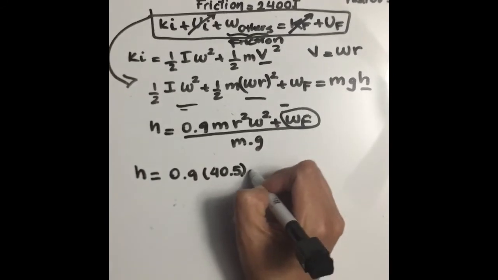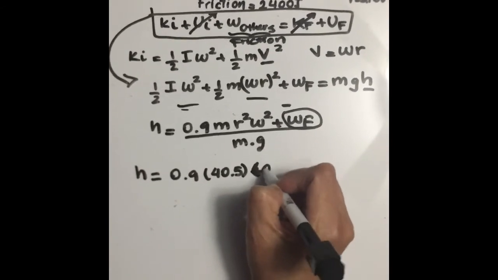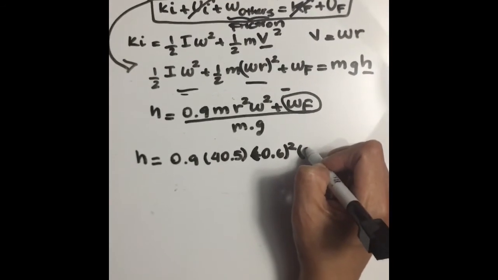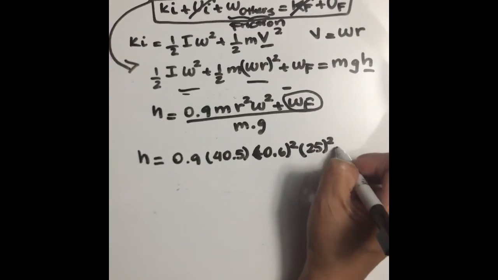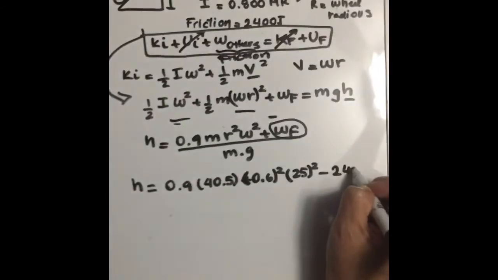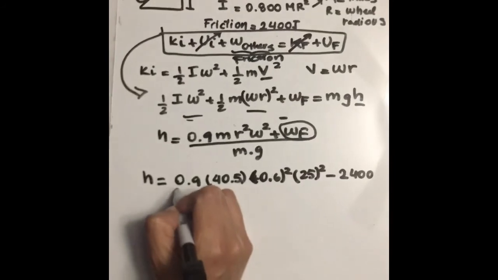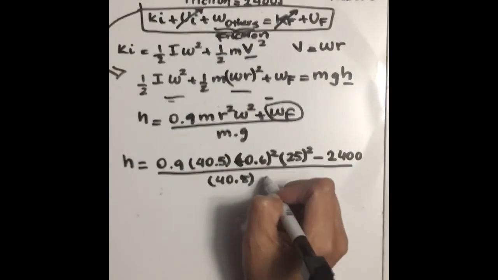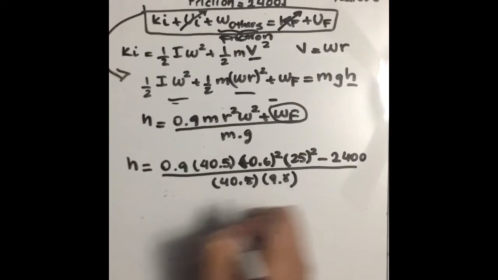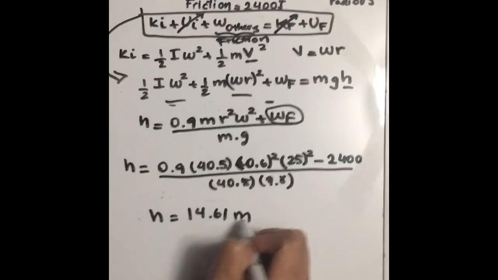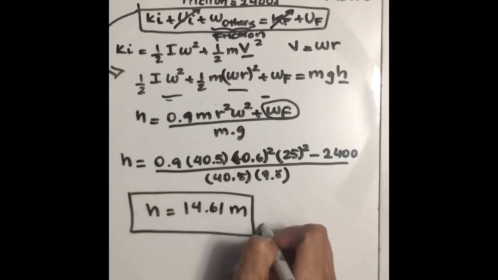40.50, times the radius 0.6 squared, times the angular velocity squared, minus the work of friction, which is 2,400 joules. This is divided by the mass times gravity. And this is going to give you h equal to 14.61 meters, and this is the answer of the problem. Thank you.